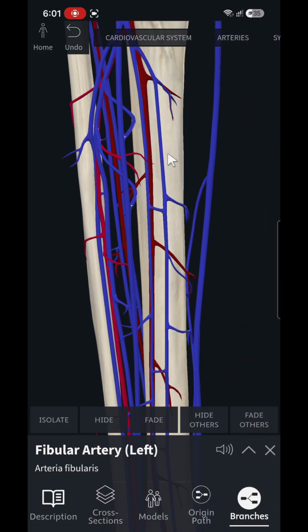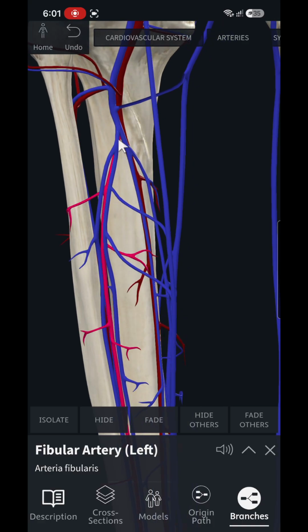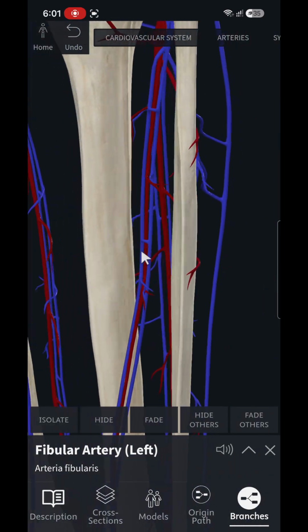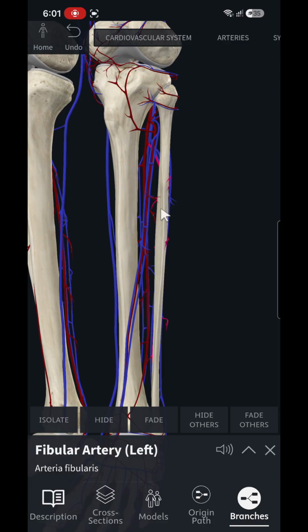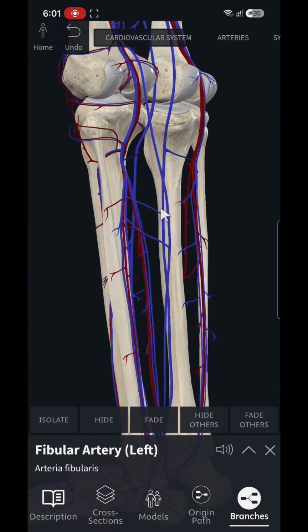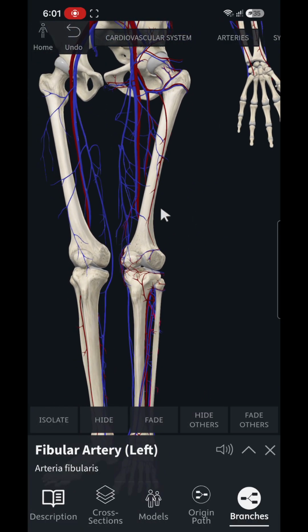Okay, so as we can see here, the posterior tibial has two veins along its side. Here, the fibular, two veins along its side. Here, the anterior tibial has two veins along its side, right? So the veins of the calf muscles, two veins run corresponding to their arteries, okay? So basically, this is the arterial system of the lower limb.